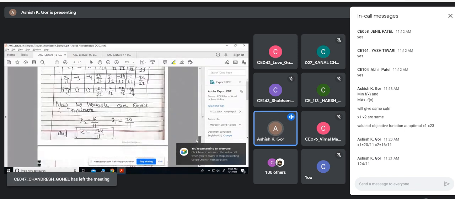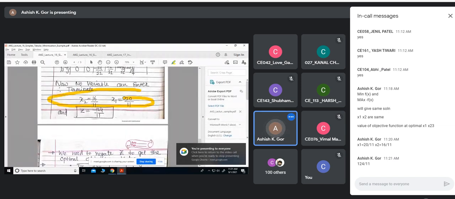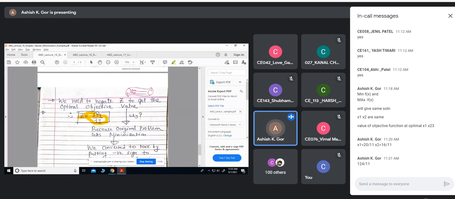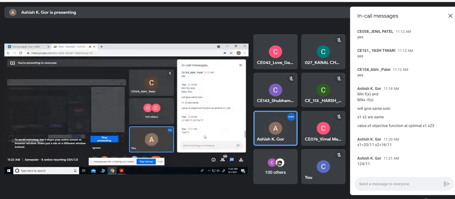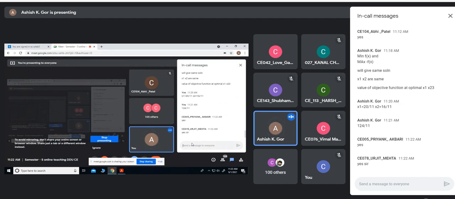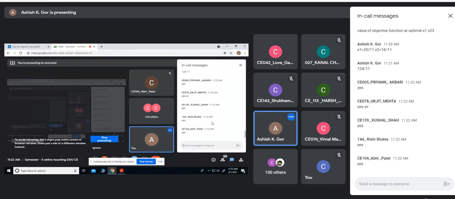So remember, the solutions are the same. The solution x1, x2 is the same, but for the value of the objective function, if you have converted minimization to maximization, to get the original answer you have to negate that answer, so that I can get the original answer back. Yes, everybody clear what I'm saying? Priyank, Abhi, Urjit, others? Yes. Okay, fine.